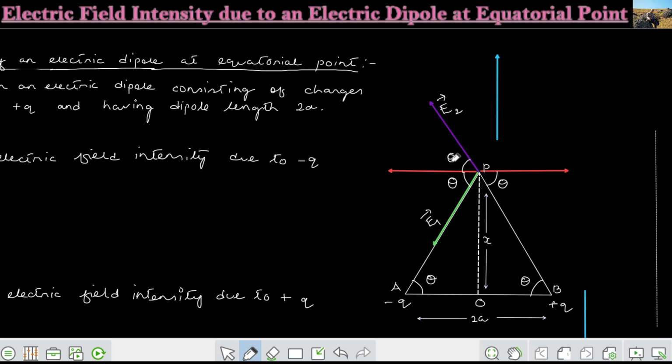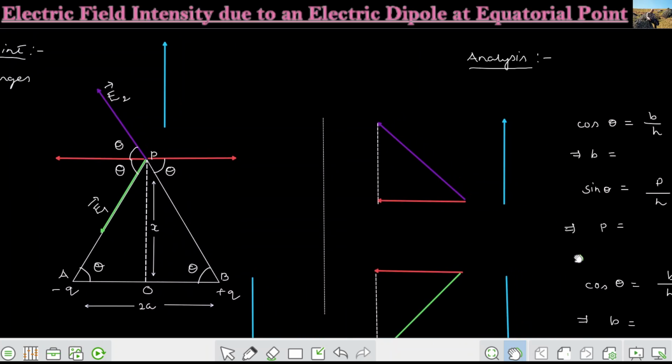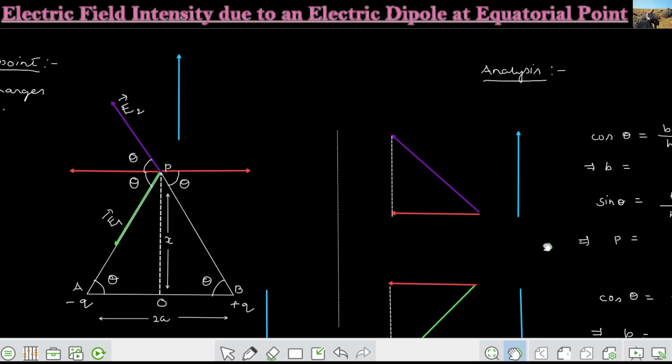Then from this point onwards, you have to resolve the components of E2 and also the components of E1. What are the components of E2 along the vertical direction? Again, let me repeat. What are the components of E2 along the vertical direction? What are the components of E2 along the horizontal direction? Similarly, what are the components of E1 along the vertical direction? What are the components of E1 along the horizontal direction? In order to illustrate and analyze that, we will analyze in another section.